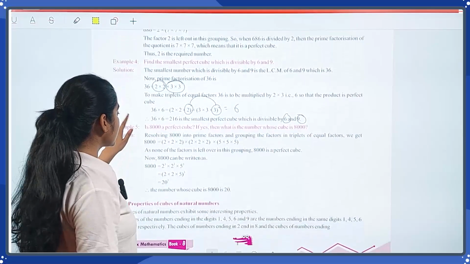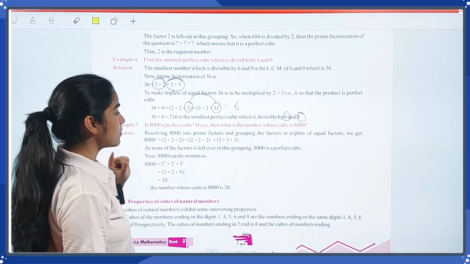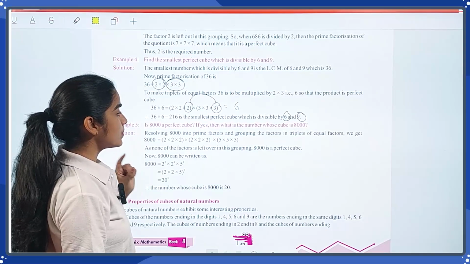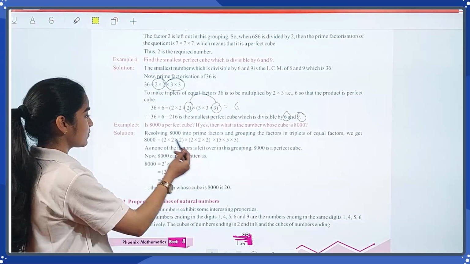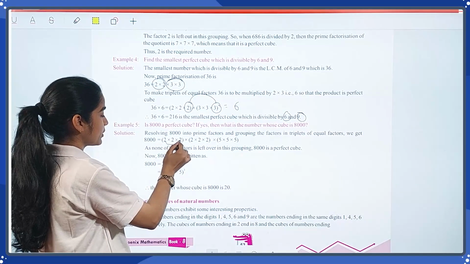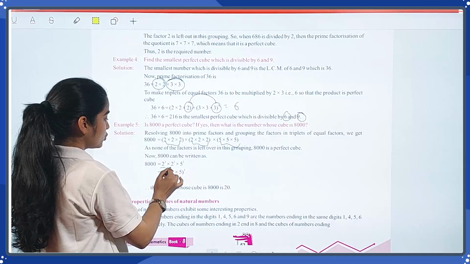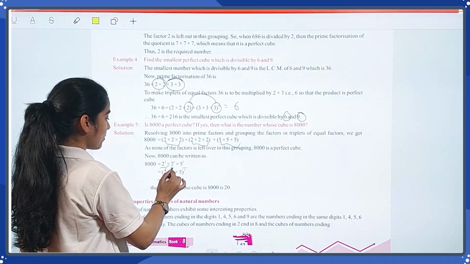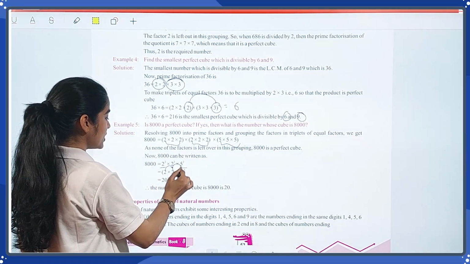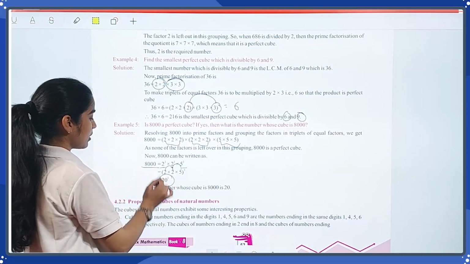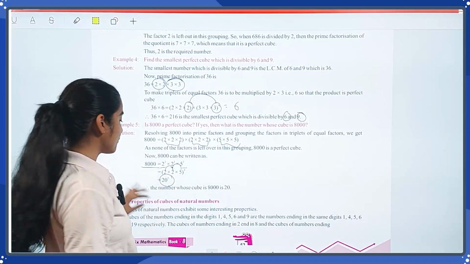Okay. Now, is 8000 a perfect cube? If yes, then what is the number whose cube is 8000? So first of all you have to find this. We have a triplet of 2. We have a triplet again of 2. Then 5. So 2, 2 and 5. So 2 multiplied by 2 is 4. 4 multiplied by 5 is 20. It means 8000 is the perfect cube of 20.